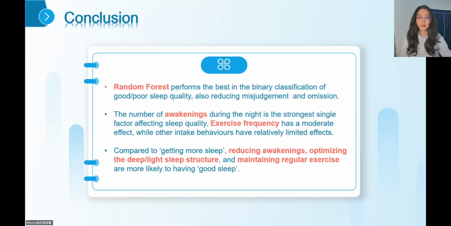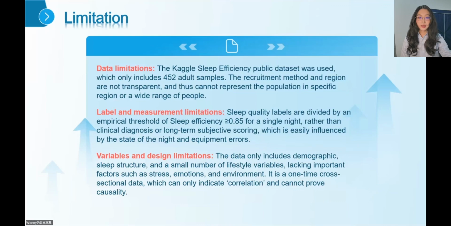Third, compared with getting more sleep, reducing nighttime awakening, optimizing the sleep structure, and maintaining regular exercise are more likely to achieve good sleep. However, this study also has some limitations, for example, limitations associated with variables and design. The dataset lacks important factors such as stress, emotion, and environment. Moreover, it is cross-sectional data, which can only indicate correlation but not prove causality.